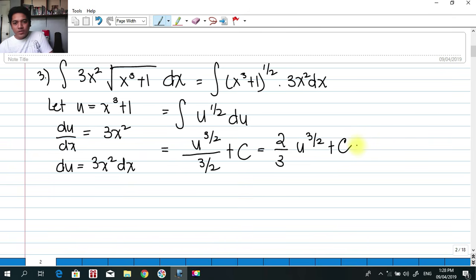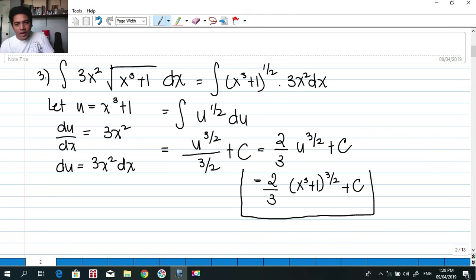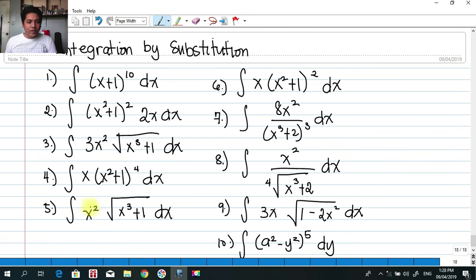Now, back substituting our value for u, which is x cubed + 1, we get 2/3 of (x cubed + 1) raised to 3/2 plus c. And this is now the final answer for our integral. Pretty easy, right? So let's proceed with number 4.